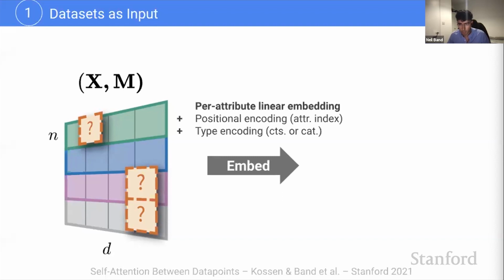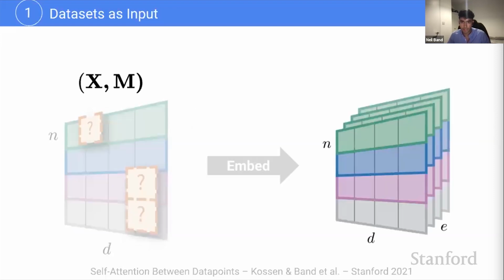We have a positional encoding on the index of the attributes because we don't really care about being equivariant over the columns. If it's tabular data, you of course want to treat all these heterogeneous columns differently. And then finally, we have an encoding on the type of column, whether it's continuous or categorical. That ends up giving us this input dataset representation with dimensions n by d by e.